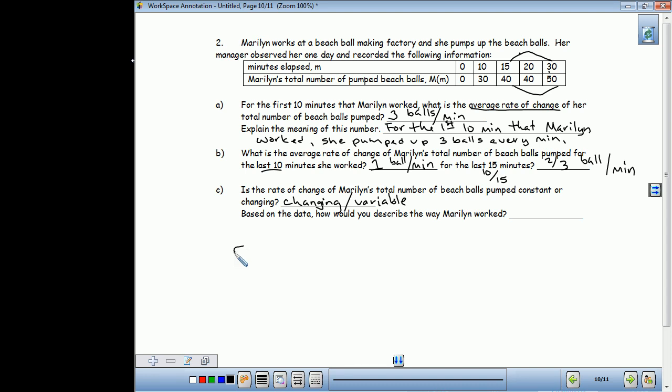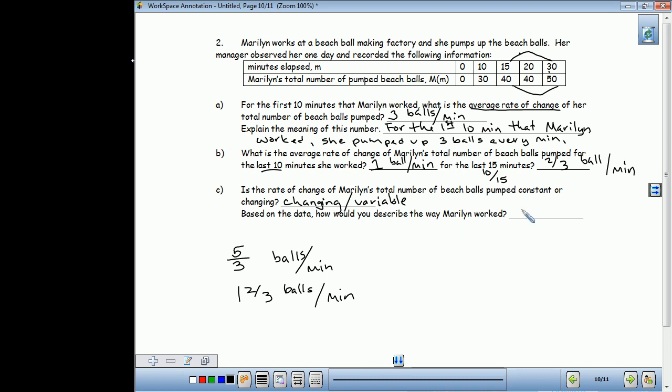Let's see. It's a blue number. 35, 55 by 30. No, 5/3. 5/3 balls per minute. So that's 1 2/3 balls per minute. Okay, that's for the entire thing.